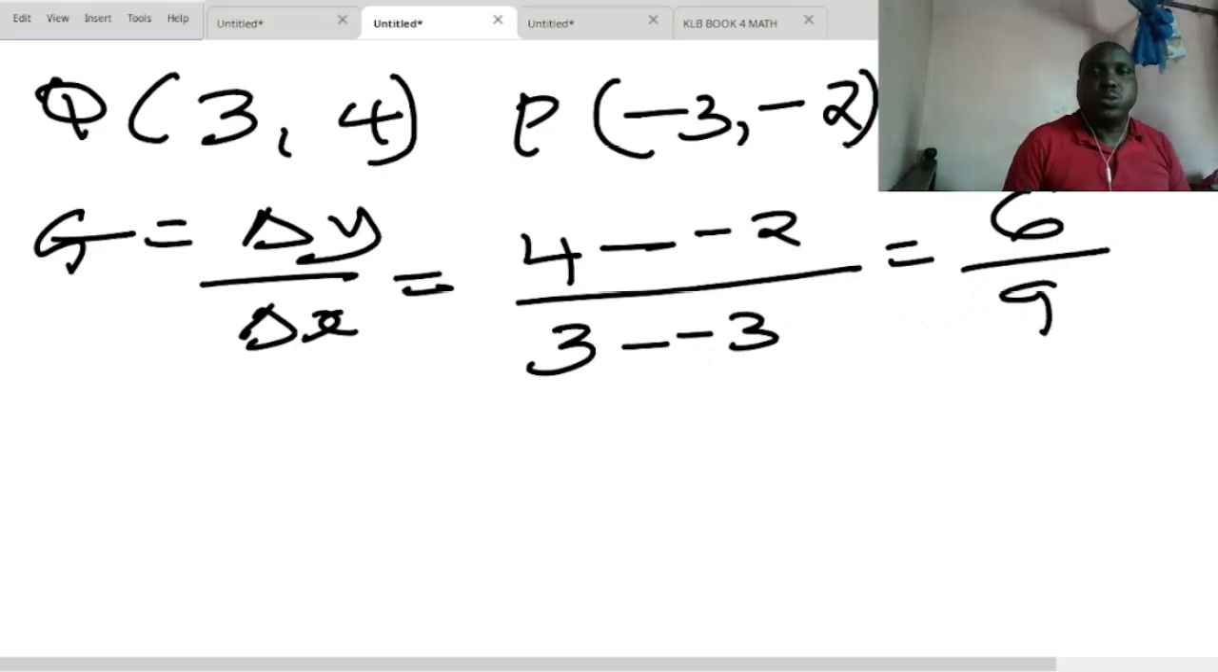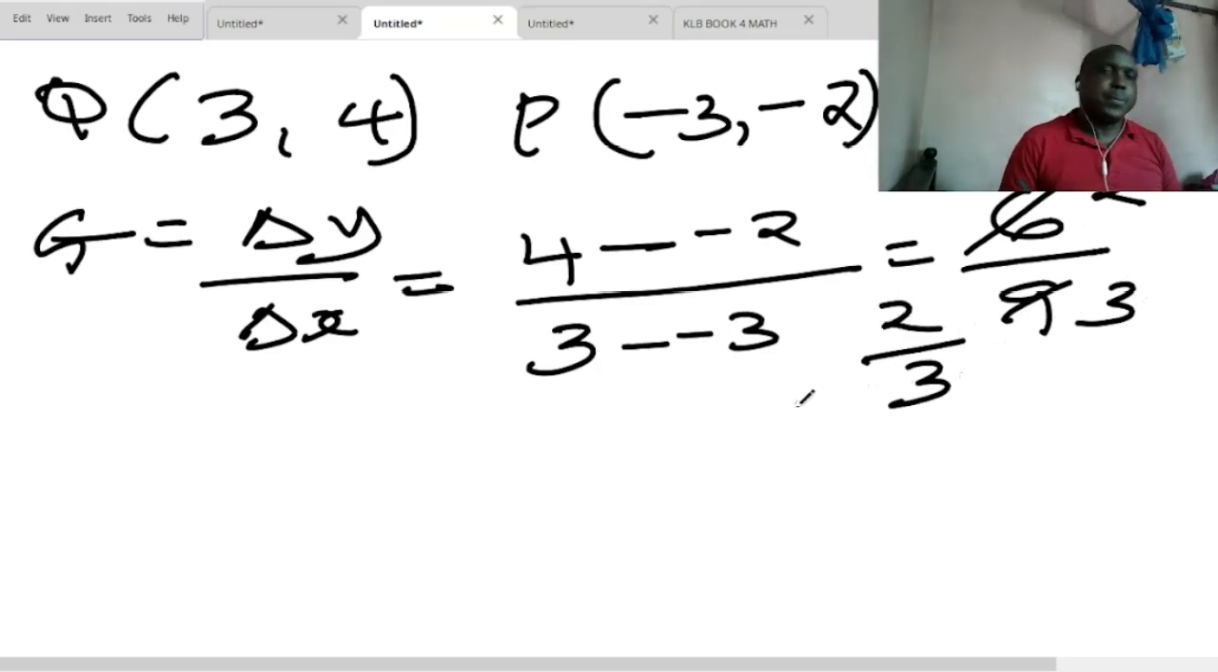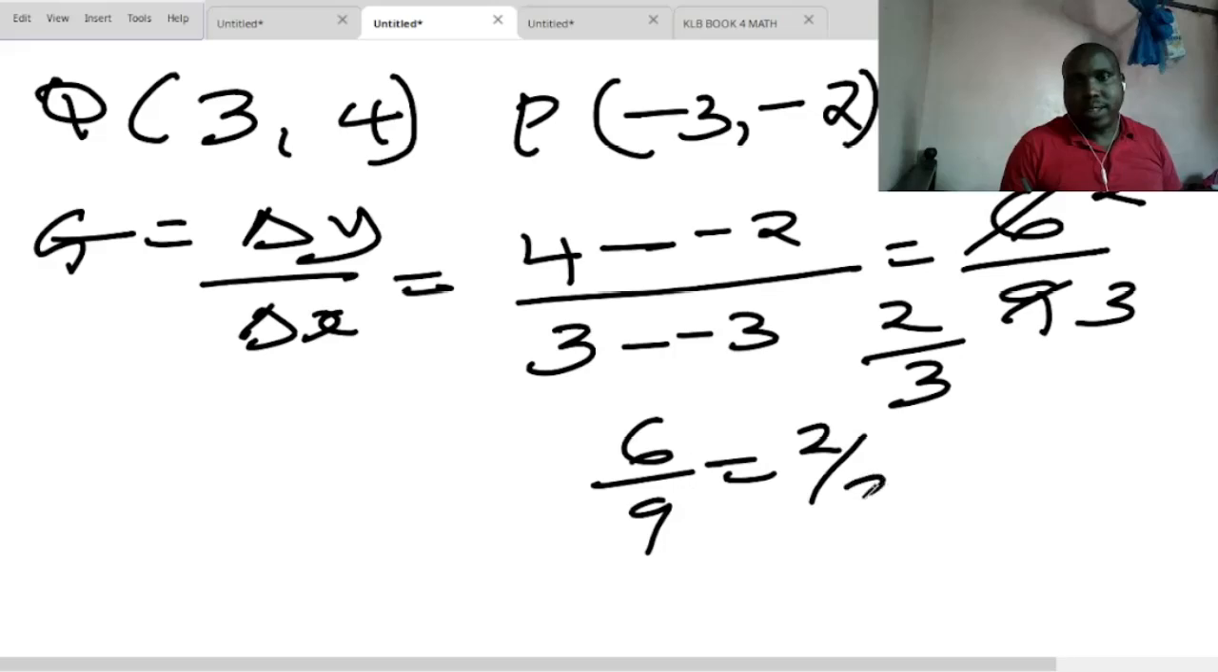As a form 4 student, you need to simplify this. There's 3 here, 2, and 3 here, 3. So the gradient is 2 over 3. The gradient should be 6 over 9, and you simplify, which is 2 over 3.